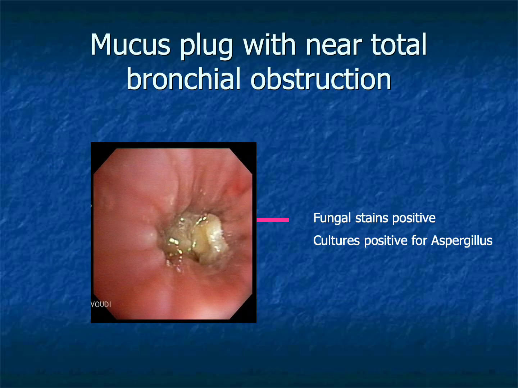Not all airway obstruction represents fixed structural disease. A mucus plug may produce near total occlusion of a bronchus and can mimic more serious pathology, both clinically and radiographically. In this patient, fungal stains and cultures were positive for aspergillus. The bronchoscopist should always distinguish between removable intraluminal obstruction and fixed airway narrowing.